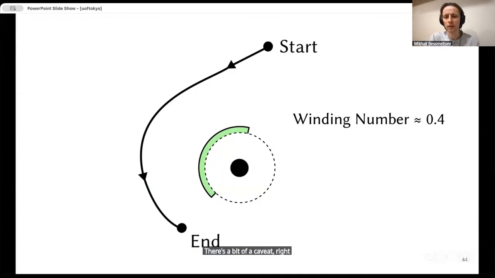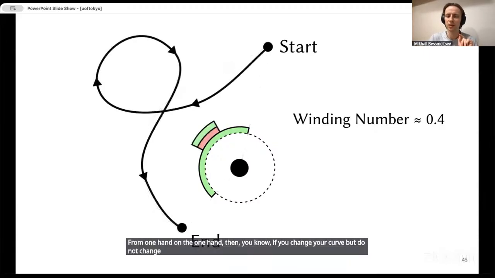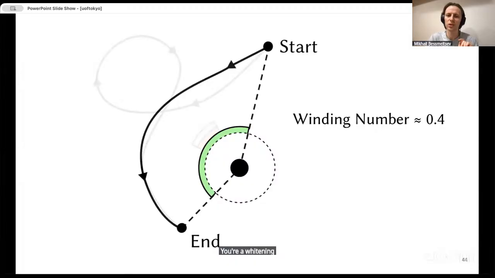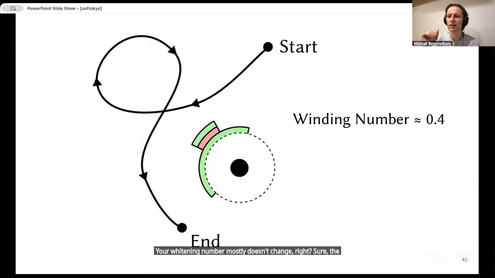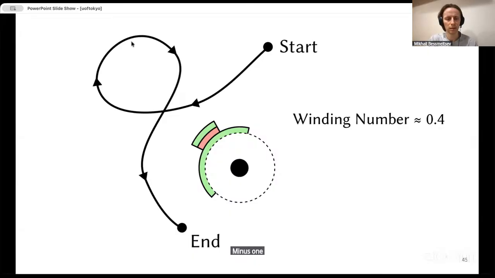If you change your curve but do not change your endpoints, your winding number mostly doesn't change, right? Sure, the curve loops or self-intersects, it doesn't matter, it's all going to cancel out. So here, for example, you can imagine shooting a ray through this mess. It's still going to be +1, right? Like 1, -1, +1. So it's going to sum up to +1.